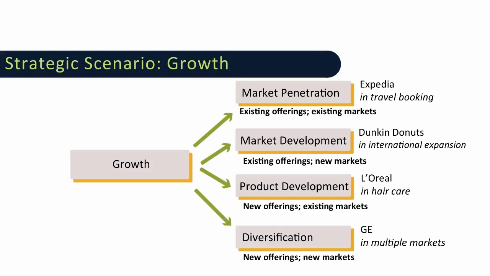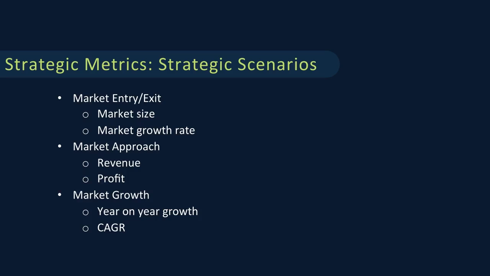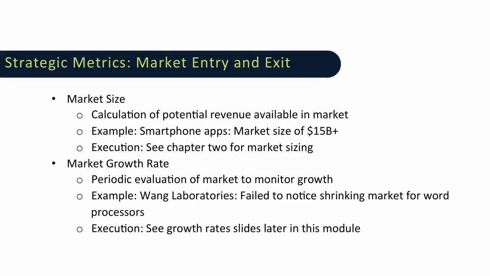In diversification, companies grow by increasing sales of new offerings to new markets. For example, GE markets multiple products to multiple markets. We use different metrics for different strategic scenarios. We cover metrics for each in the next slides. For market entry and exit, we measure market size and market growth rate. For market size, we calculate the potential revenue available in the market.